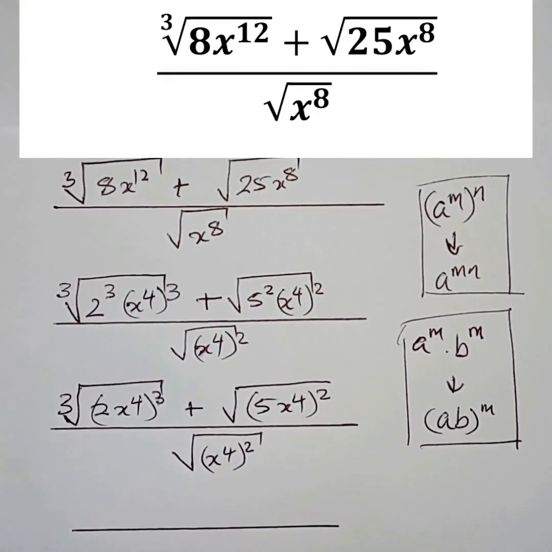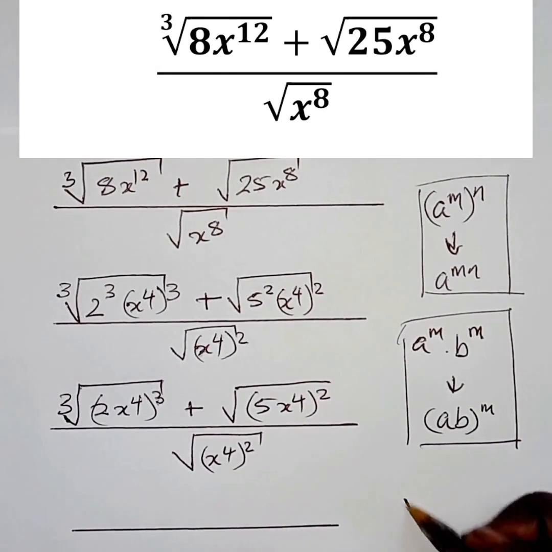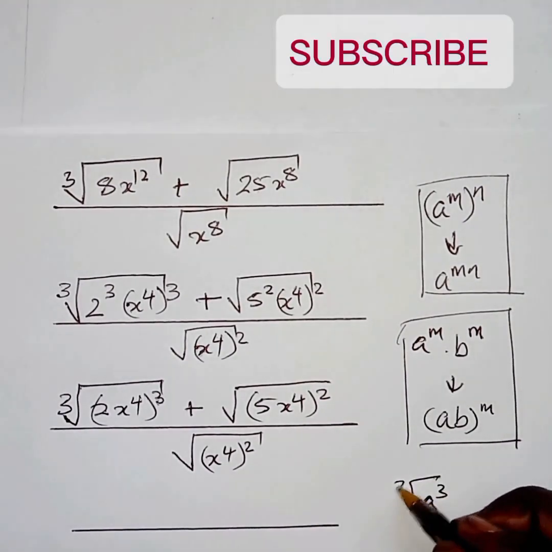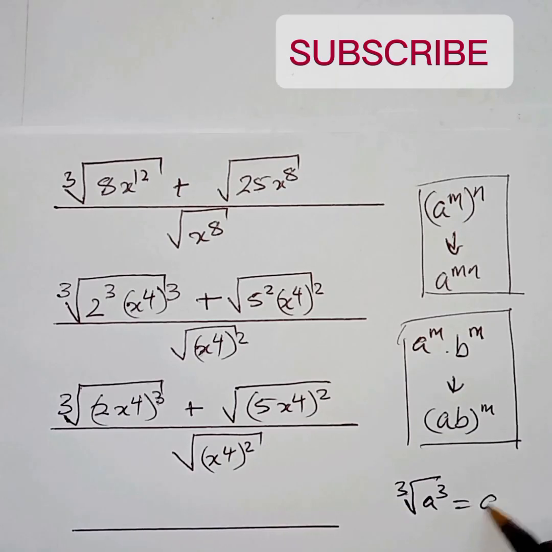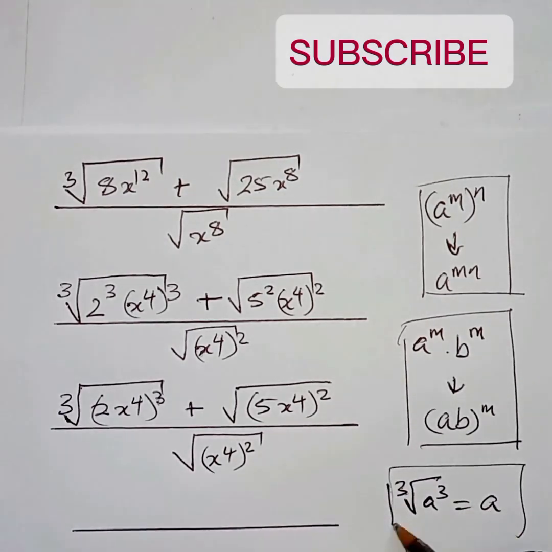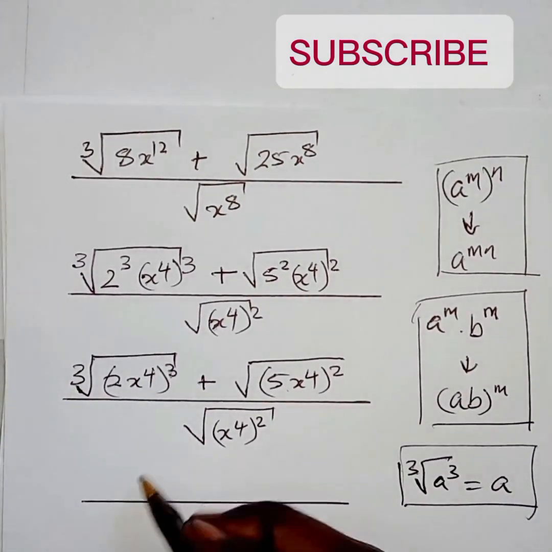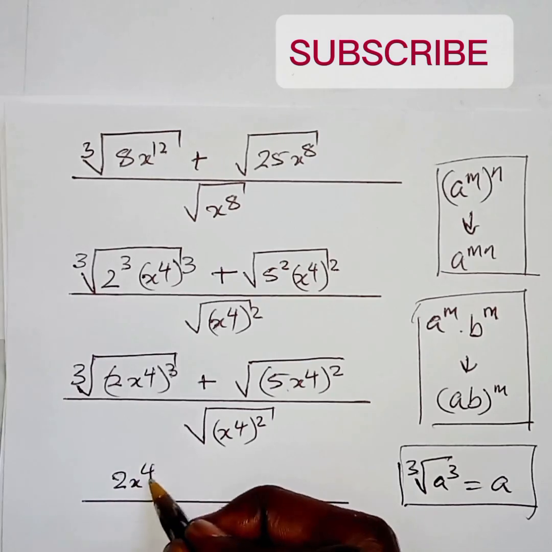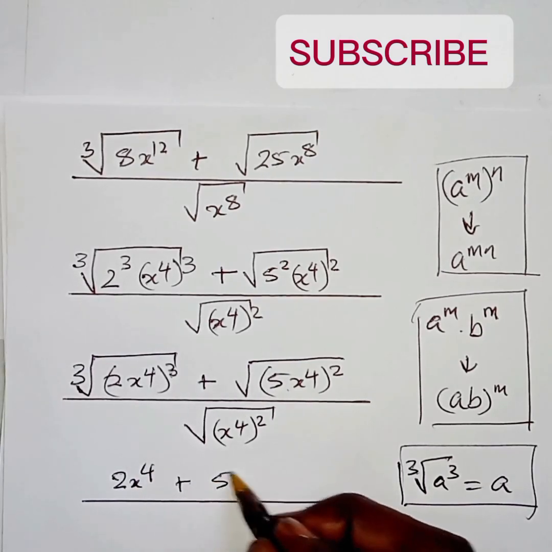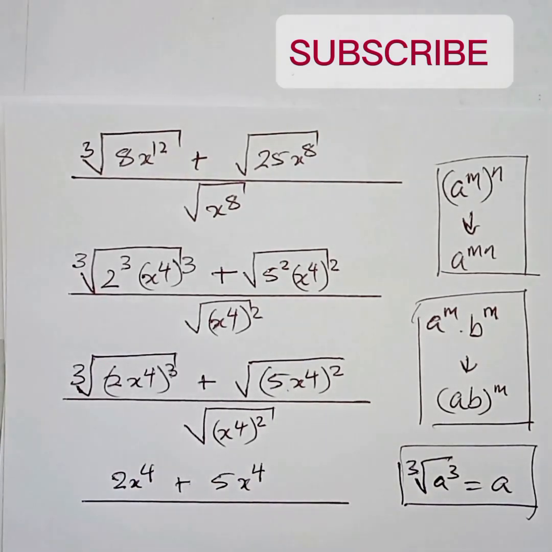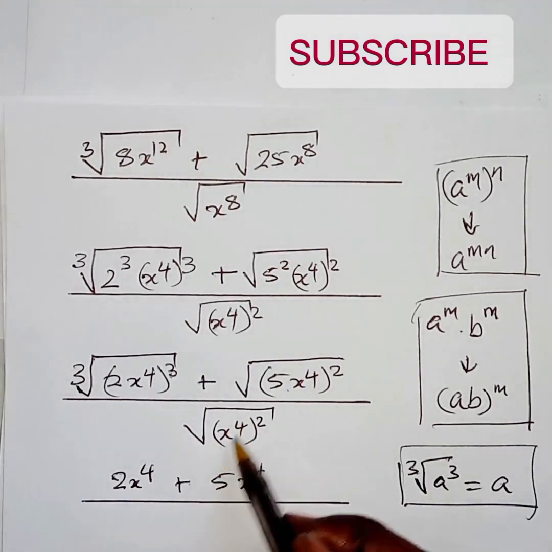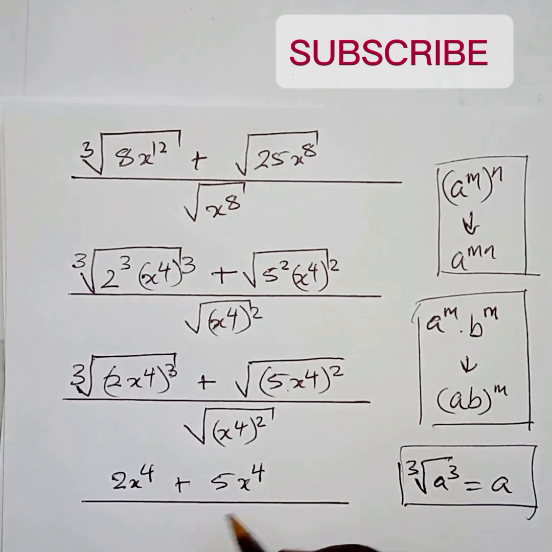Now, you know, when we have something like the cube root of a to the power of 3, the cube root of that is going to give you a. The same thing on that square root. So we are going to have 2x to the power 4 plus 5x to the power of 4. And that is being divided by, you see, the root of that is simply x to the power of 4.